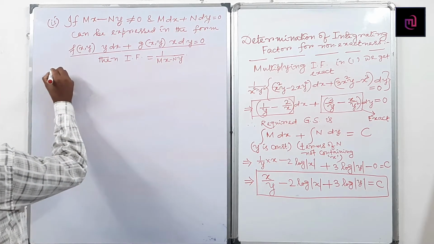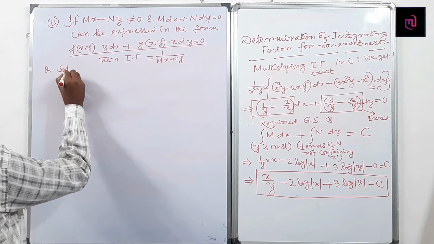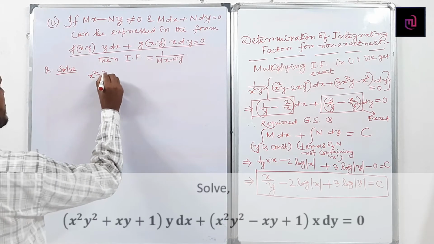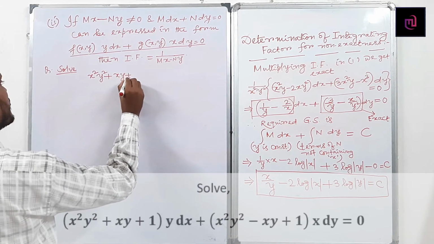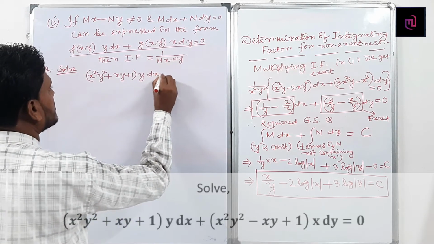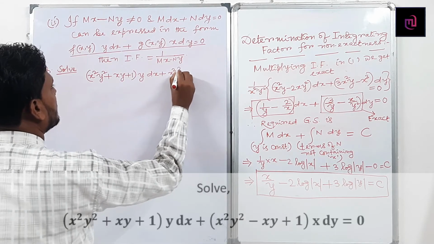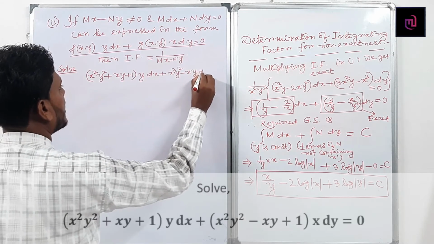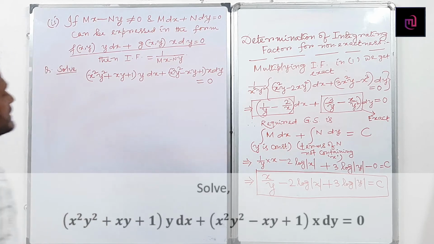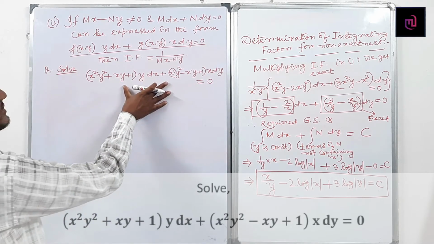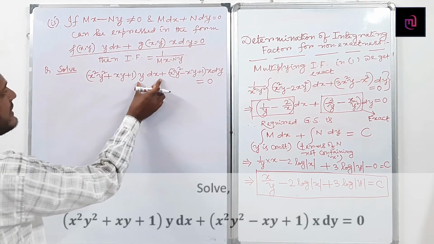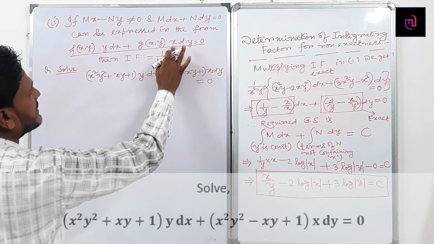Write down the problem, solve: (x square y square plus xy plus 1) y dx plus (x square y square minus xy plus 1) x dy equals to 0. Check that this equation is of the form m dx plus n dy equals to 0. Again we can say it is in this form: f of xy into y dx plus g of xy into x dy equals to 0.